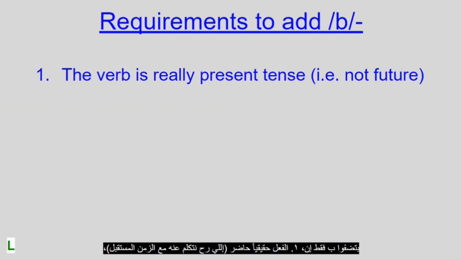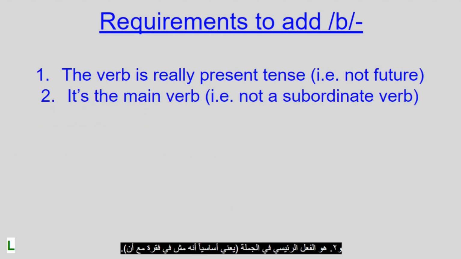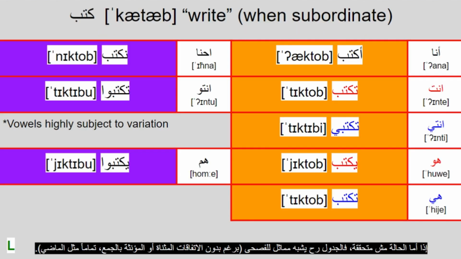You only add the ba if 1, the verb is actually present tense, which we'll talk about with the future tense, and 2, it's the main verb in the sentence, largely meaning that it's not in the that clause. If either of those conditions aren't met, then the chart will look pretty similar to MSA, although without the dual and feminine plural agreements, just like the past. Anyway, about the actual verbs now.